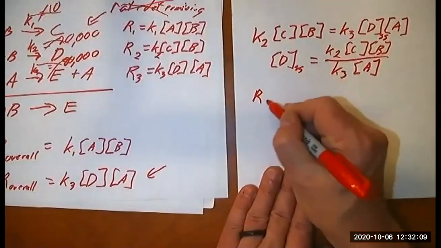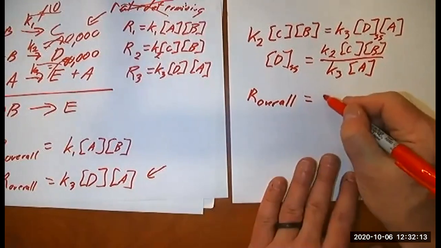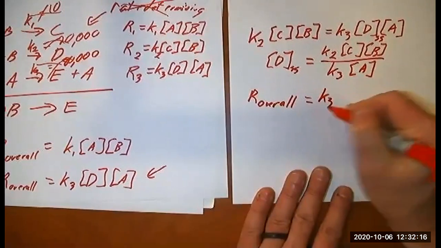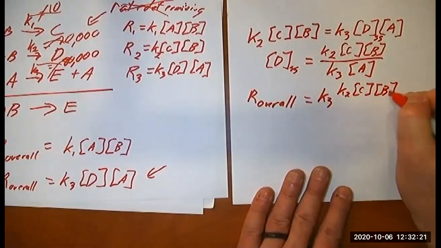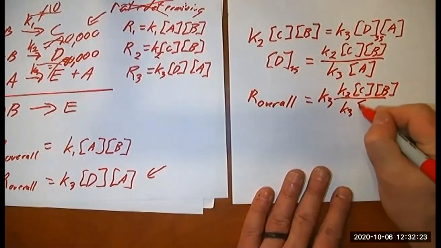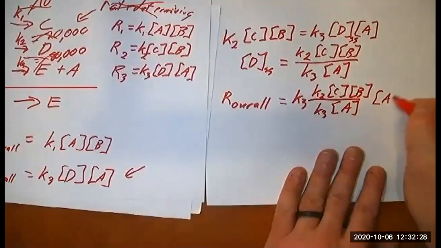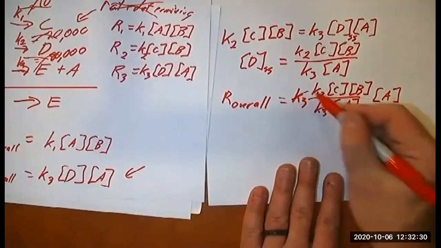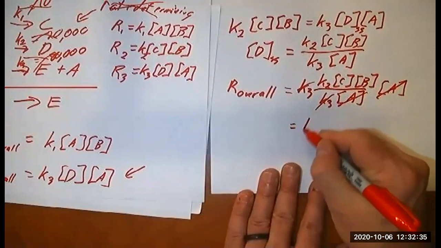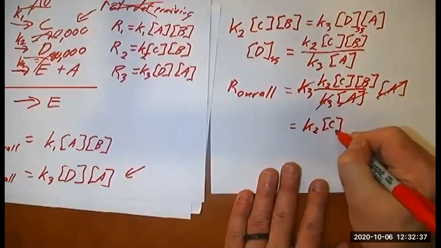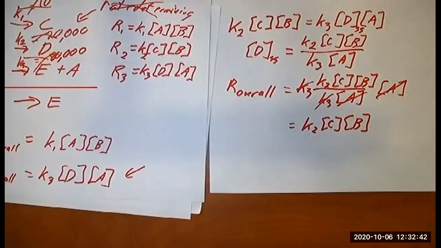So our R overall now becomes K3 times K2 concentration C concentration B over K3 concentration A, times concentration A here. And we have some things that cancel, so this simplifies. K3's cancel, concentration of A cancels, and so we now have K2 concentration C concentration B. Okay.